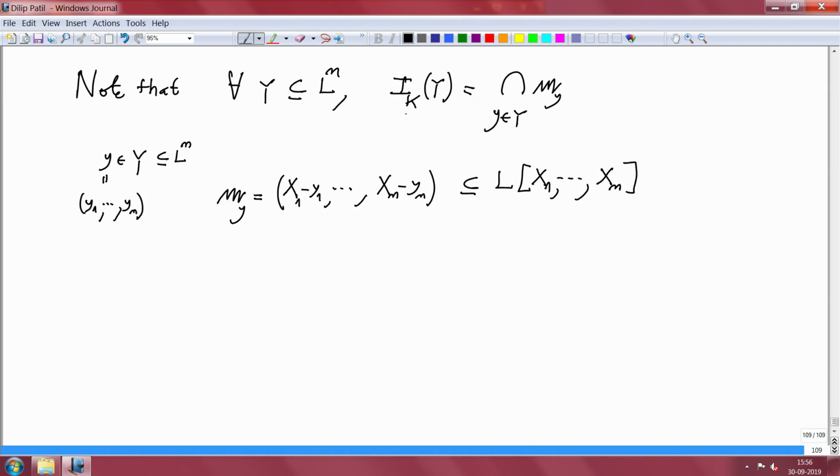But we want an ideal in K[x1 to xn]. So this equality is not quite correct. I would like you to think about this equality for at least a couple of lectures, but it is definitely correct when L equals K.